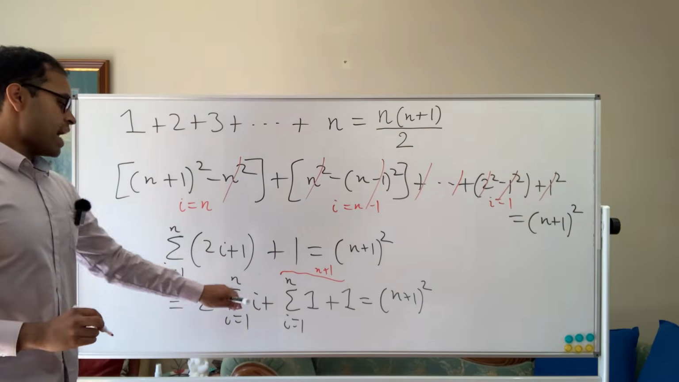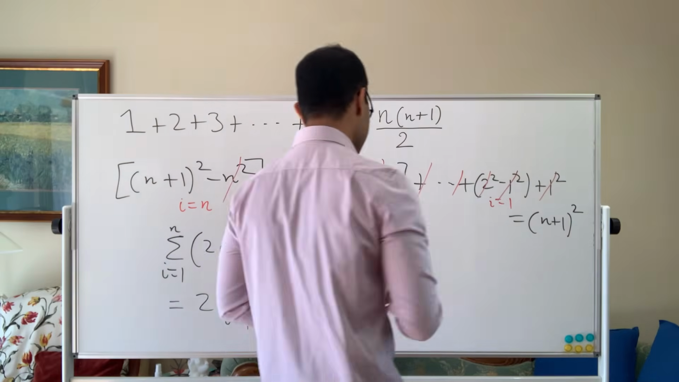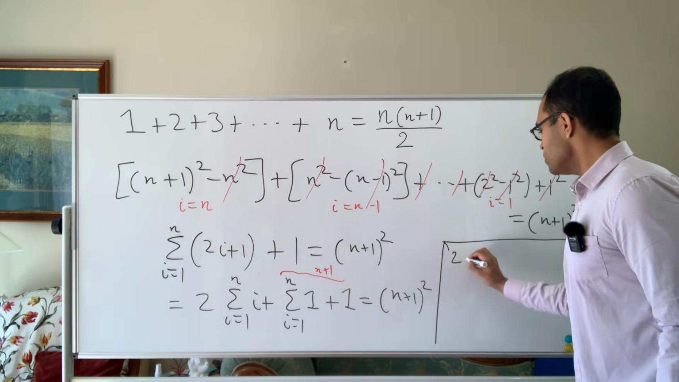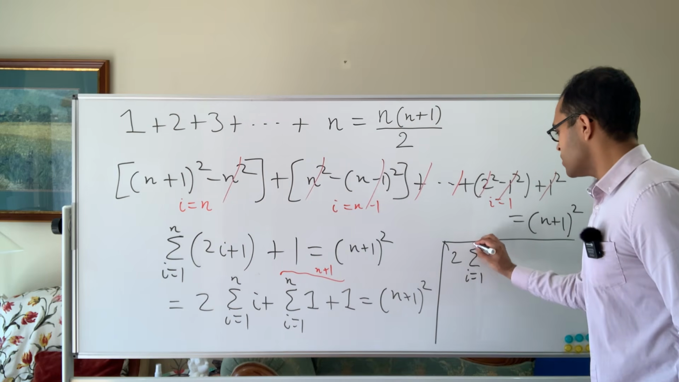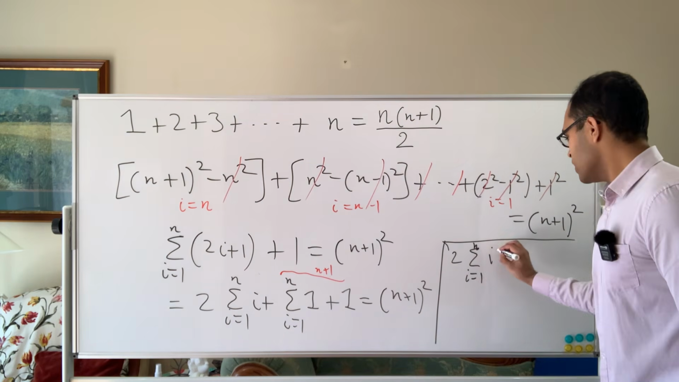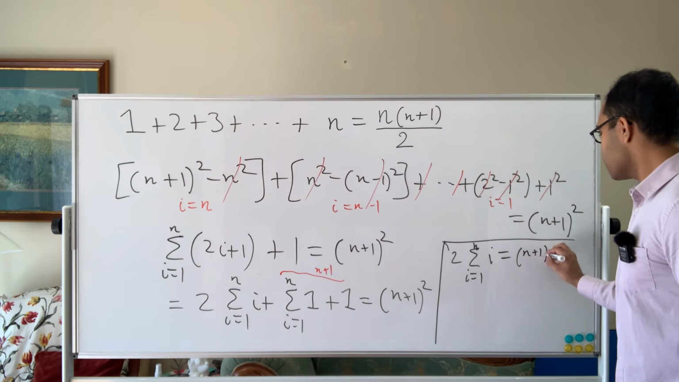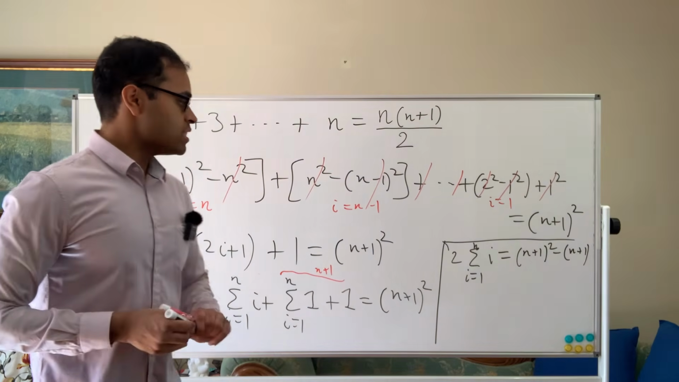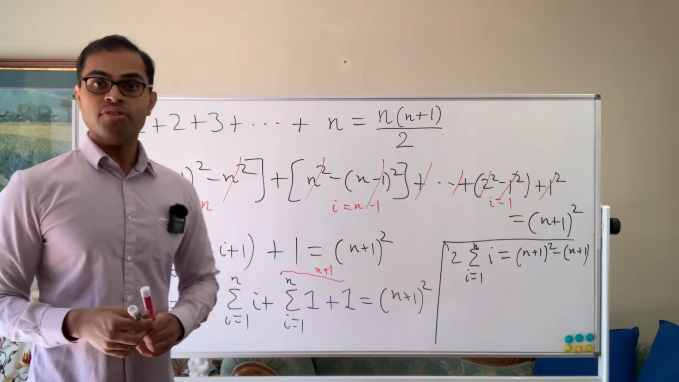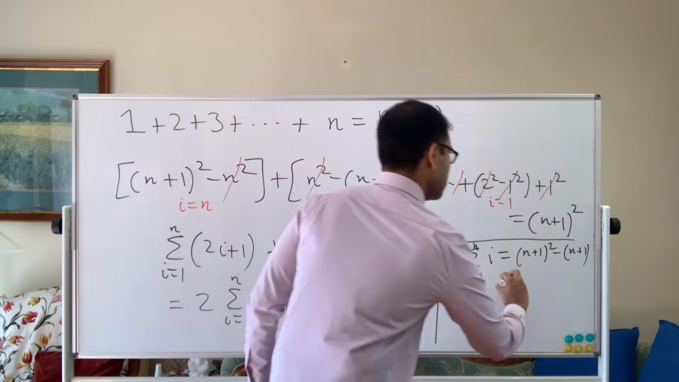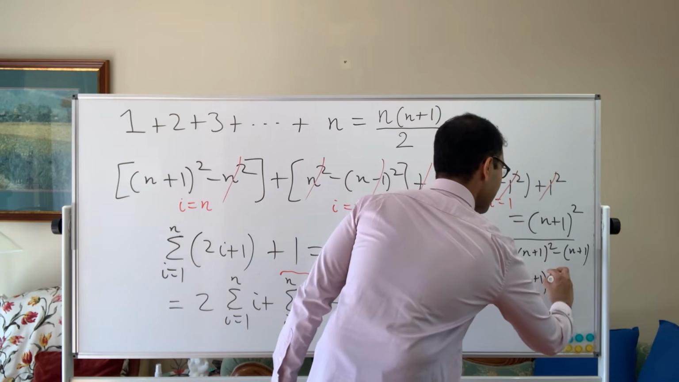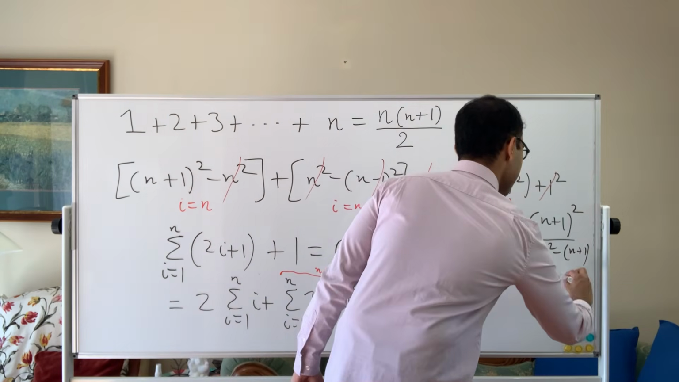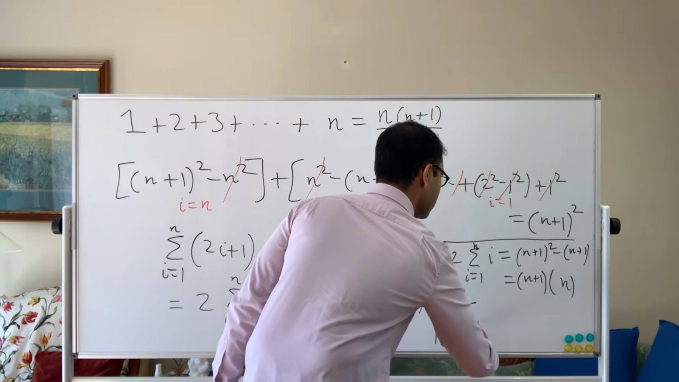And then you take off the n plus 1 to the other side. So you subtract n plus 1 from both sides. And you're going to get that 2 times the sum as i varies from 1 to n of i is just going to equal (n plus 1) squared minus (n plus 1). So of course you can factor out an n plus 1 from that. So you're just going to get n plus 1 times (n plus 1 minus 1), which is just n. So it's n plus 1 times n.